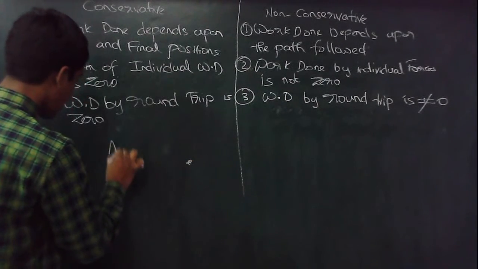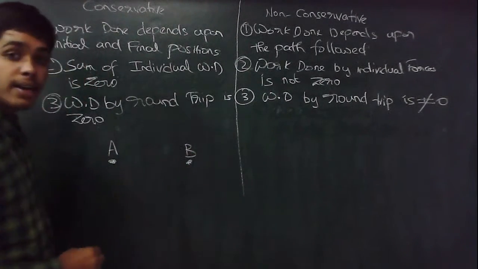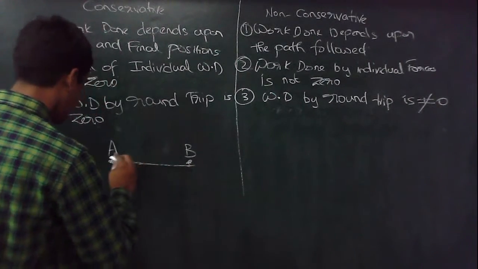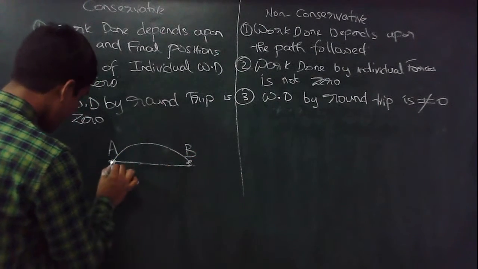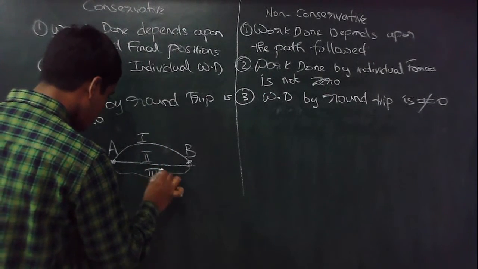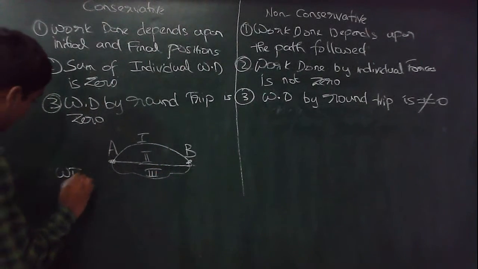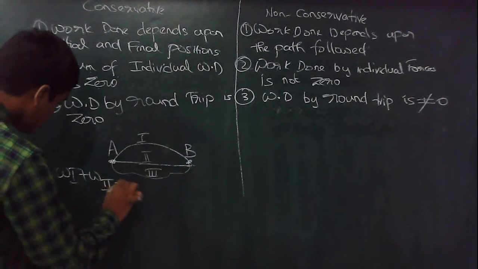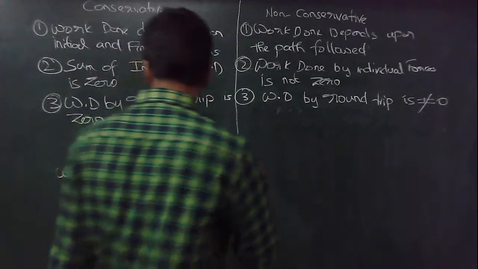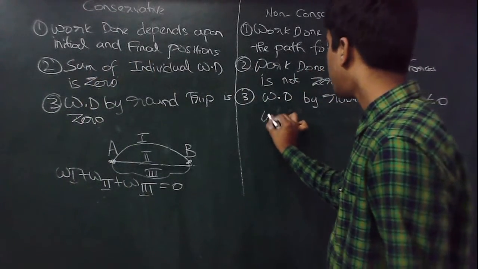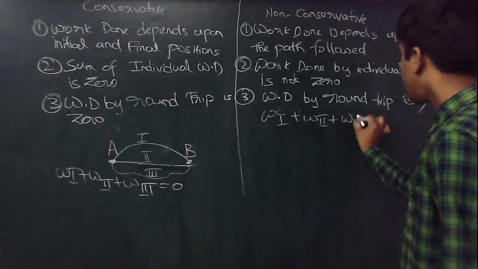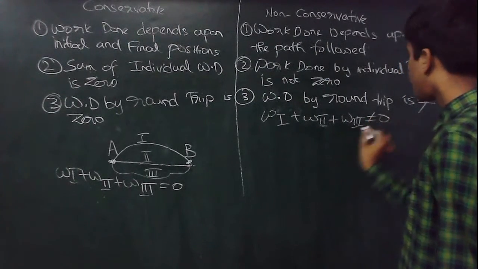Now let's draw the diagram. It is at A and it is at B. Now it goes in a straight line initially, and then it takes a circular one and a zigzag straight. 1, 2, 3. So W1 plus W2 plus W3 equals 0. And here W1 plus W2 plus W3 is not equal to 0.